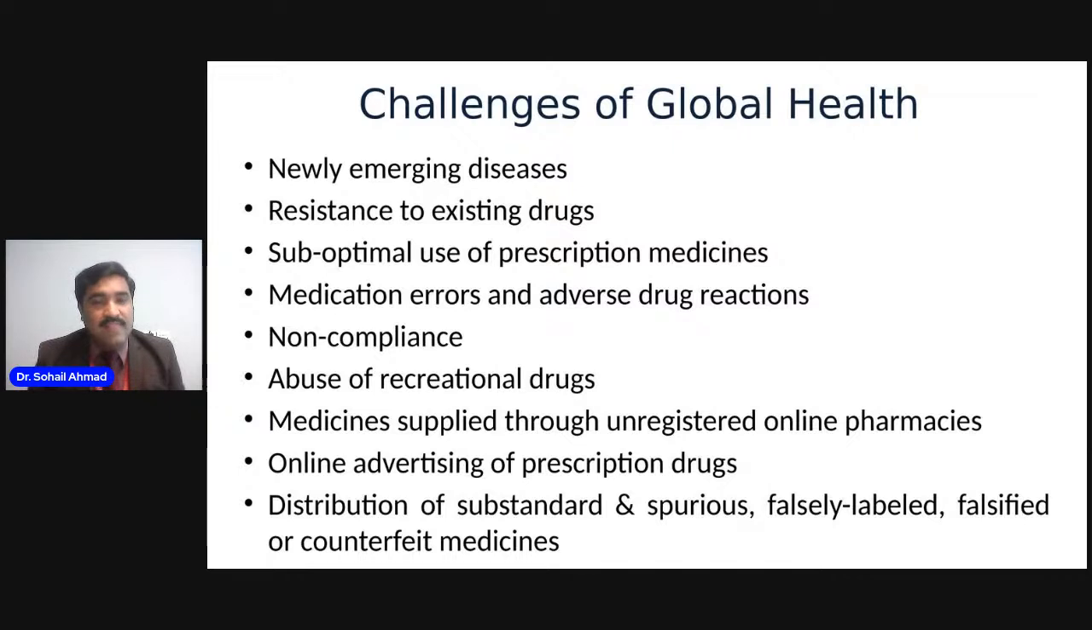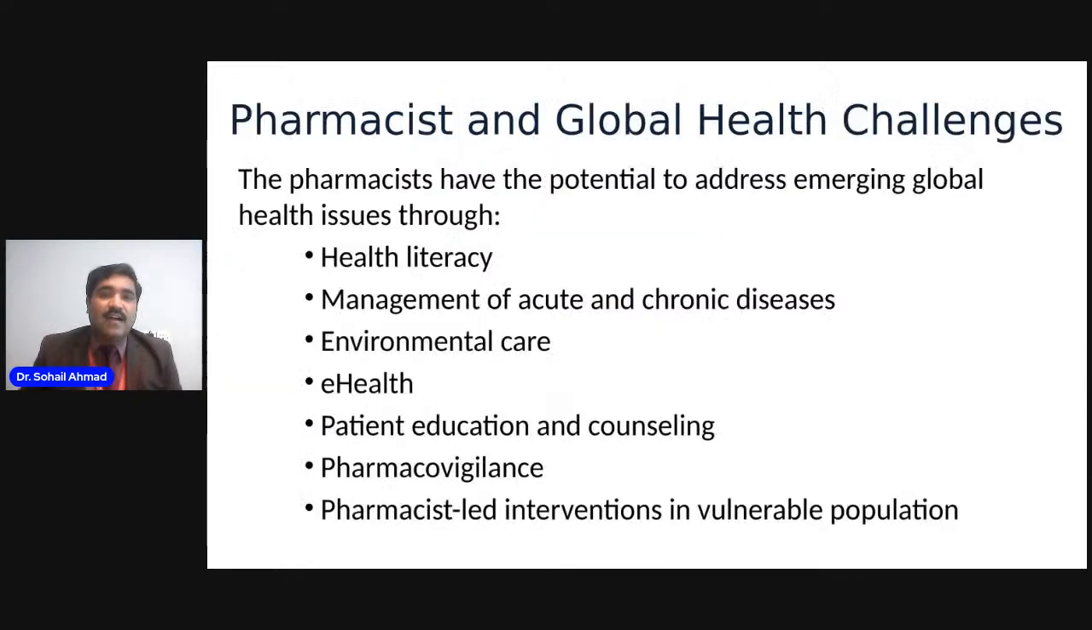All the last three problems can easily be addressed by the proper implementation of rules and regulations set by the national regulatory authorities. So these are a few major challenges that we are facing. And in the next slide, I'll share with you how the pharmacists can contribute to addressing these problems.